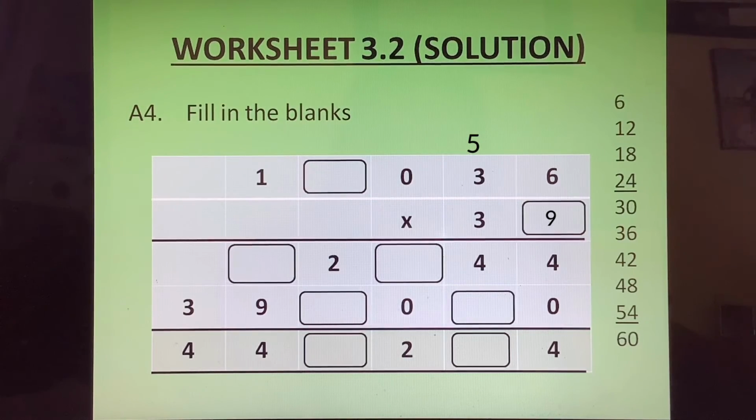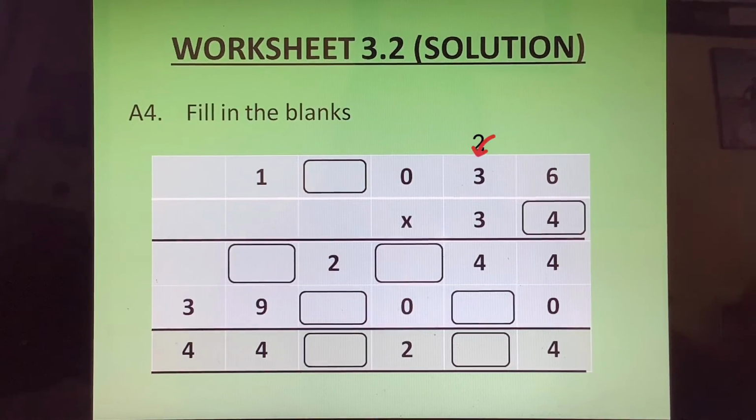When we'll write 5 on top. Then 9 3s are 27. 27 plus 5 will give us 32. But here we have 4. So 9 cannot come. We will write 4. Now 4 3s are 12 plus 2 14. 1 will come on top of 0 and 4 will be here. 4 zeros are 0 plus 1 will be 1. So we will write 1 here.